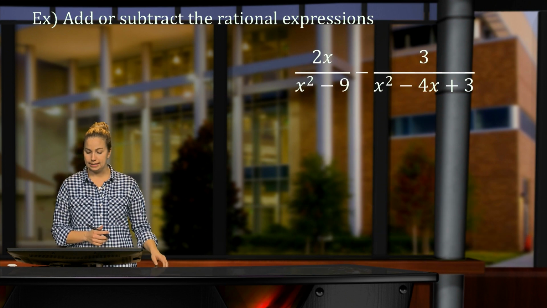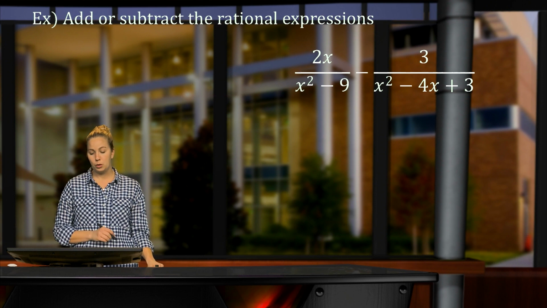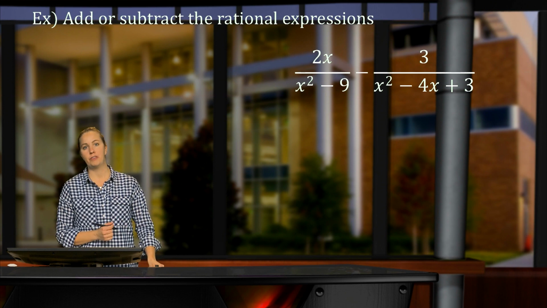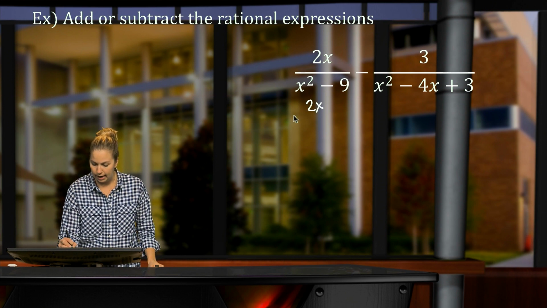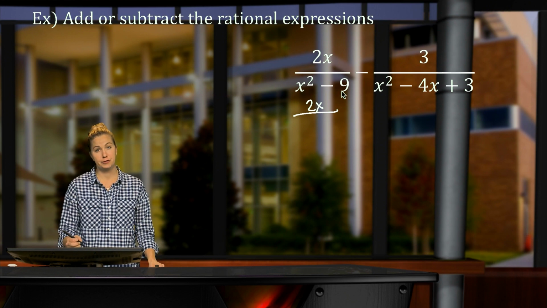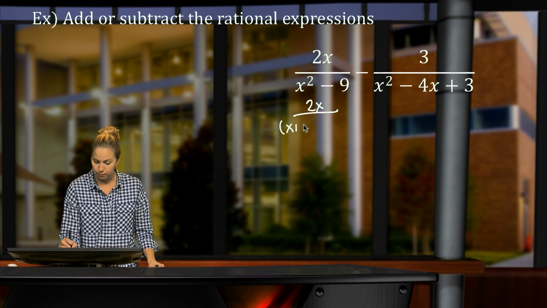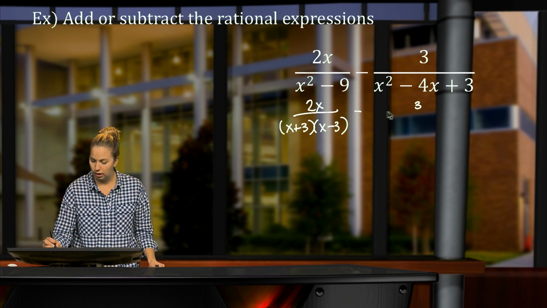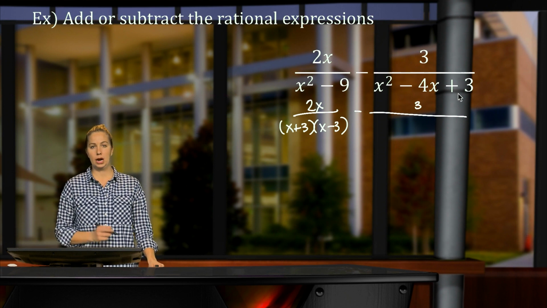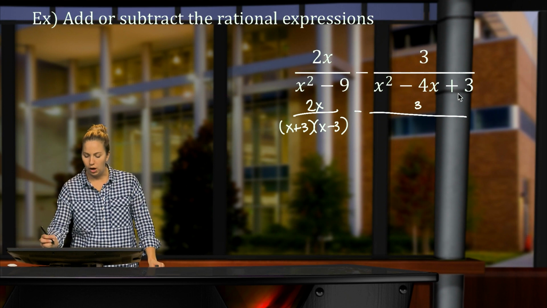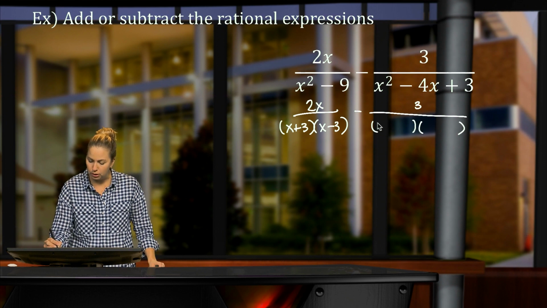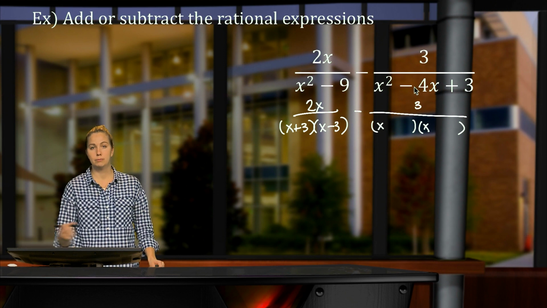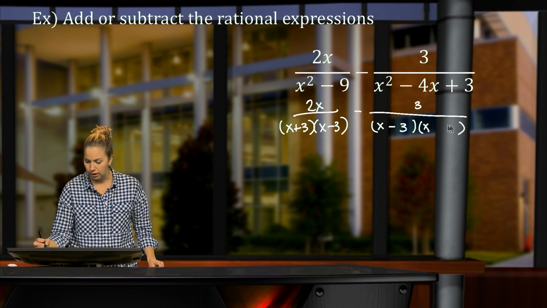2x over x squared minus 9 minus 3 divided by x squared minus 4x plus 3. This is a clear example of where we need to factor our denominators. 2x over x squared minus 9 is a difference of 2 squares. It factors to x plus 3, x minus 3, minus 3 over x squared minus 4x plus 3. Because my lead coefficient is 1, I can jump straight to my 2 binomials leading with x. And then I'm looking for factors of 3, positive 3, that sum to negative 4. So it's going to be negative 3 and negative 1.